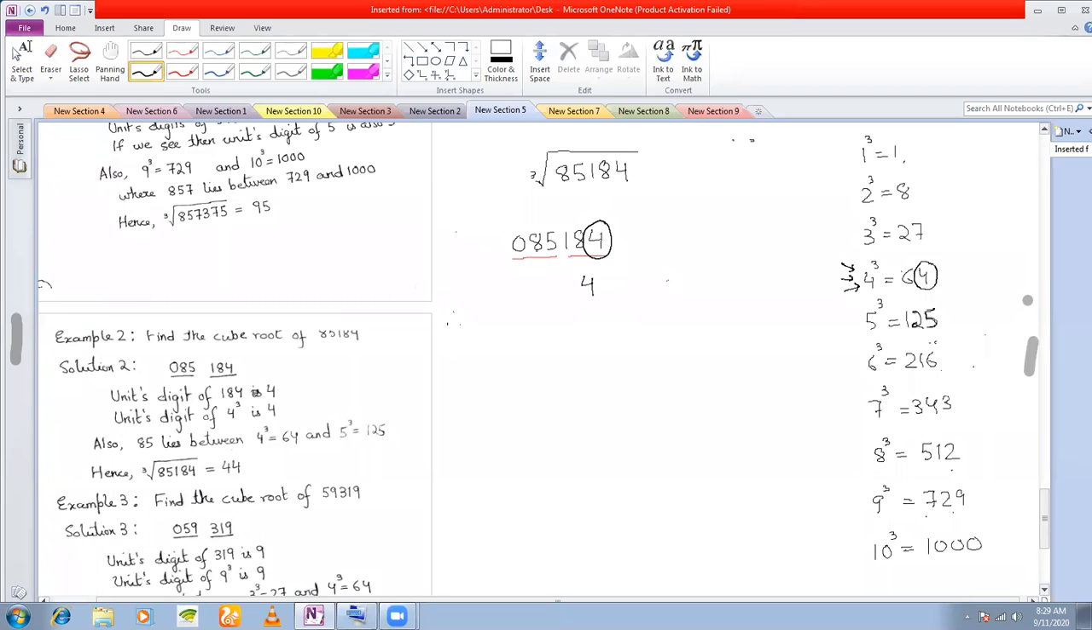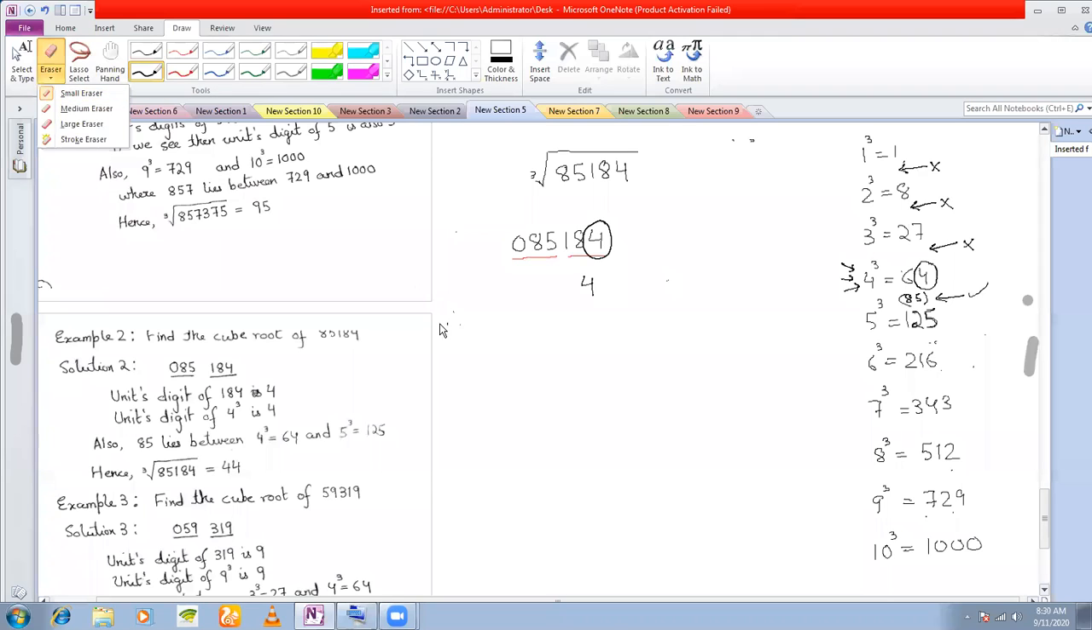Next, you see 85. 85 lies between which two perfect cubes? Does 85 lie between 1 and 8? No. Does 85 lie between 8 and 27? No. Does it lie between 27 and 64? No. Does it lie between 64 and 125? Yes. So from this, now again we choose the lower.